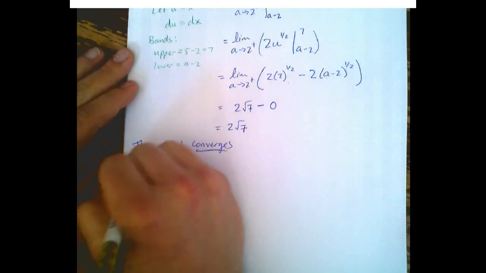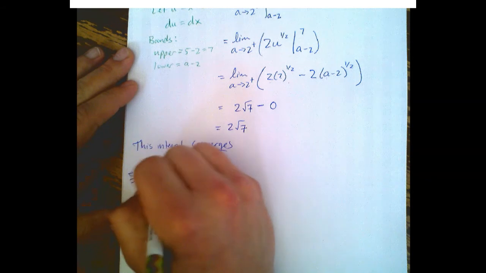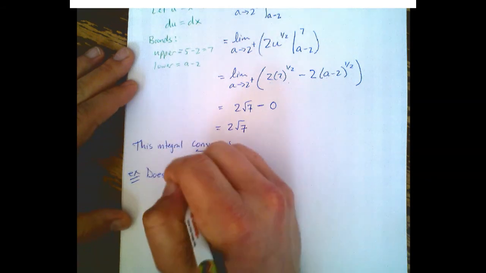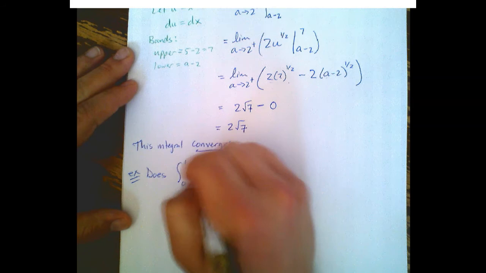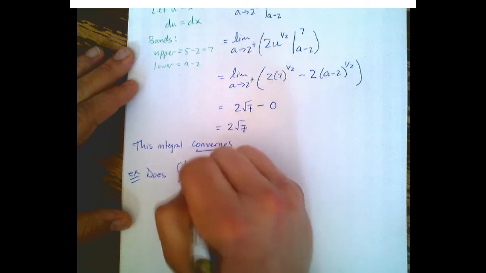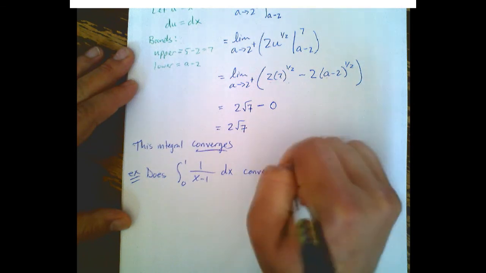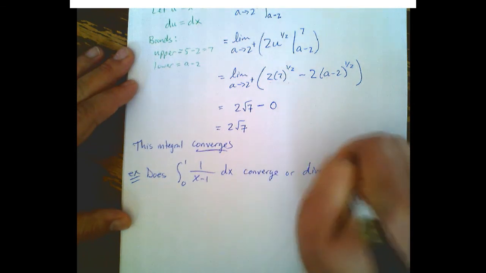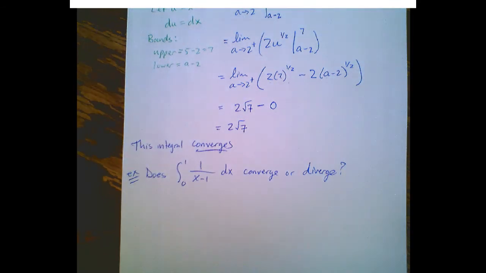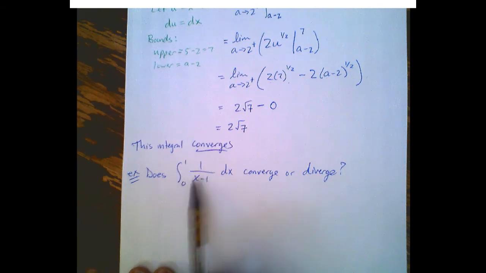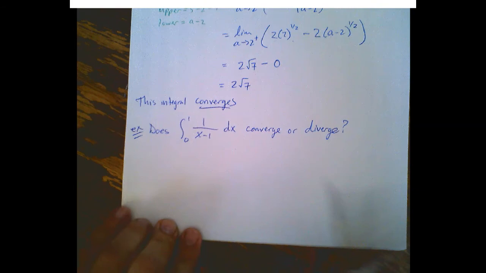All right. Let's try another. Does the integral from 0 to 1 of 1 over x minus 1 converge or diverge? Right, so you can see here this is improper, right? It's improper because if we try to plug in 1, we get a 0 in the denominator. So let's set up our limits.